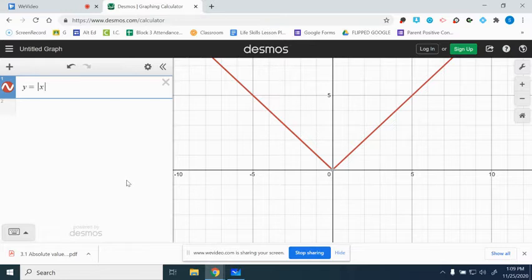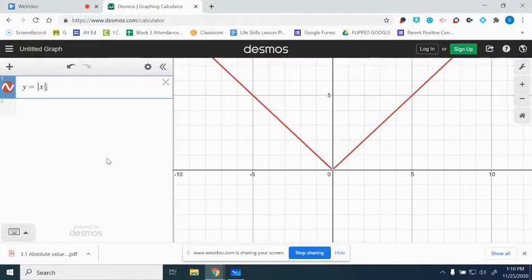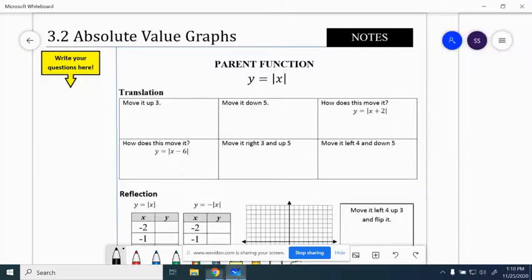And now we're going to do some translations here. So let's take a look at the first one. We want to move this function up 3. So let's see how we might do that. Let's start with adding plus 3. Well, look at that. That one worked out.